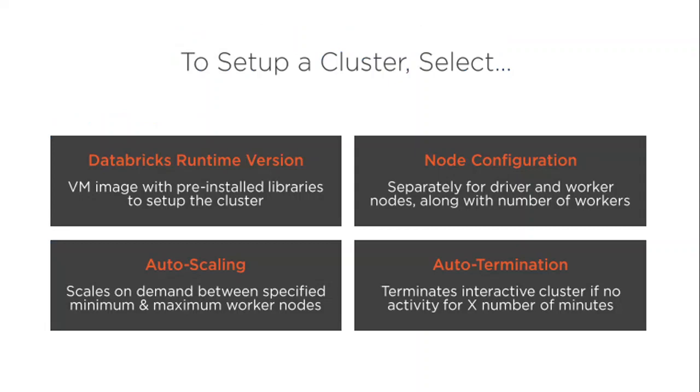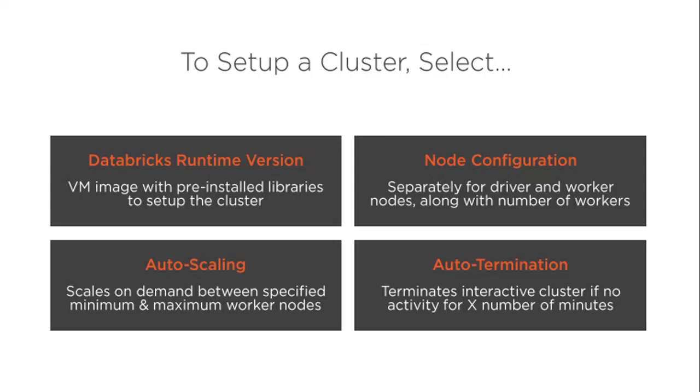Next slide. So to set up the clusters, there are four main things which you need to keep in mind. Which Databricks runtime version you want. There is a drop-down from where we can pick which version we want. Same for the node configurations. We have separate node configurations for the driver and the workers, along with the number of workers. Auto scaling, which I was mentioning initially, so we can decide the minimum and maximum.